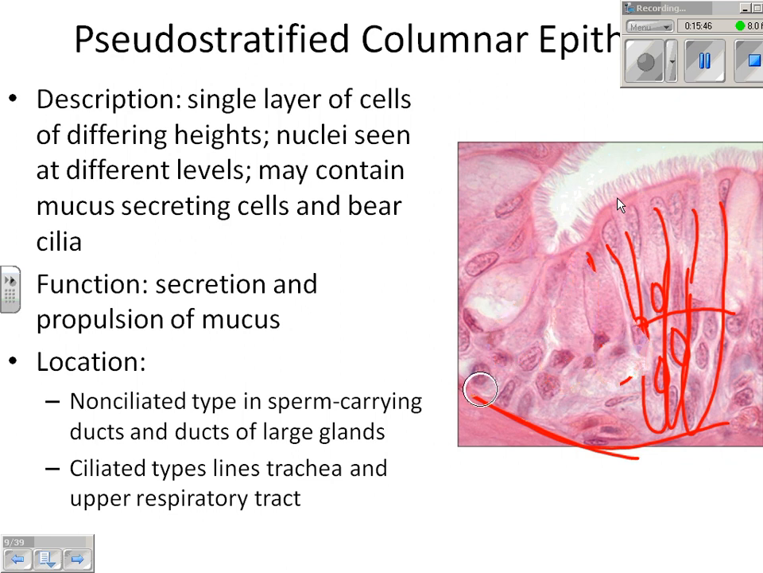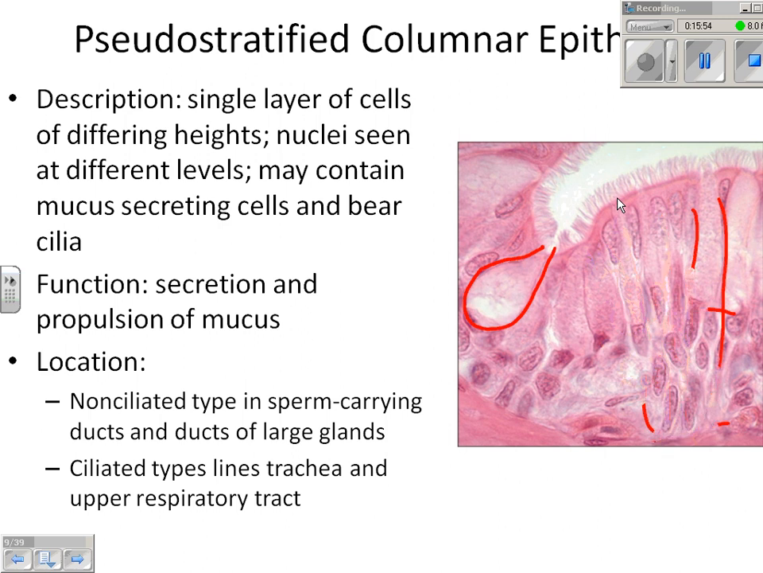You'll find the non-ciliated type in sperm-carrying ducts and ducts of large glands, and you'll find the ciliated type like that we see here in this picture. So here are the cilia, little hair-like structures that move things usually out of the trachea or the upper respiratory tract. So you'll find that type of tissue in the respiratory tract and in sperm-carrying ducts and large glands.